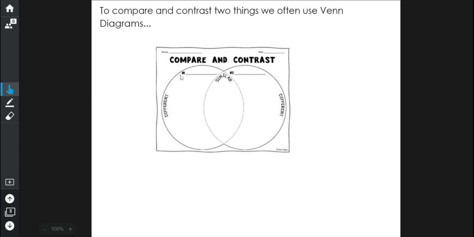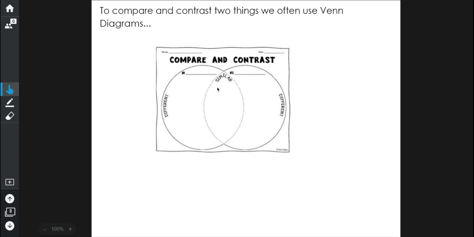So you'd have the bubble for the first story or animal or character or whatever you're comparing and contrasting, and then the bubble for your second one. And then if you notice here in the middle, the two bubbles intersect. This is where you're going to put the similarities. This is where you're going to put the things that both of these items that you're comparing have.